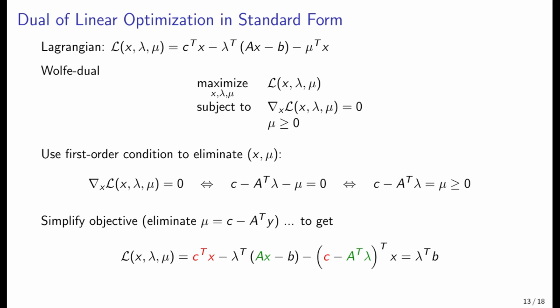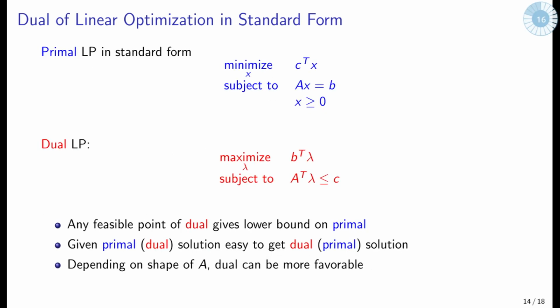So if I put all this together, the Wolfe dual is now maximizing lambda transpose b. That's my objective function that I just transformed. I eliminated this constraint here, and I'm going to write it equivalently as c minus A transpose lambda greater or equal to 0, and then I don't need the mu's at all. So that's the primal dual pair that I had on the previous board.